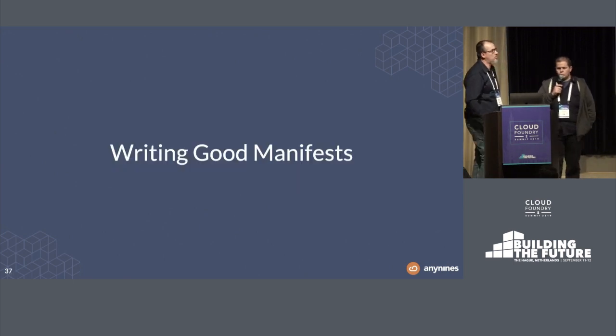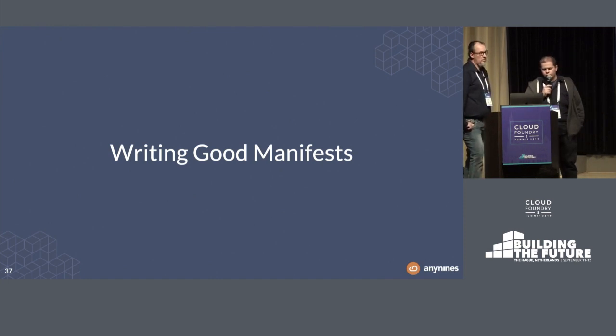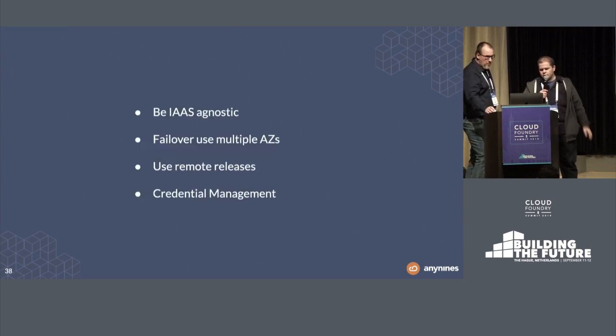Okay, now we're going to look at the principles of writing good manifests. Well, we've written a manifest or two in our time, and we believe there are a few basic principles in order to write good manifests. And by a good manifest, we mean one that you can use and reuse as many times as you like. So basically manifests should be IAAS agnostic in order to be reusable.